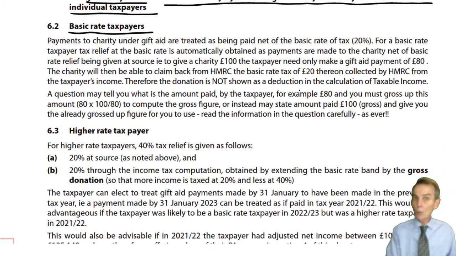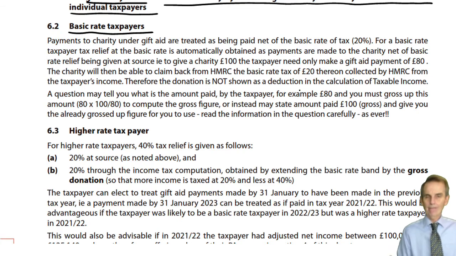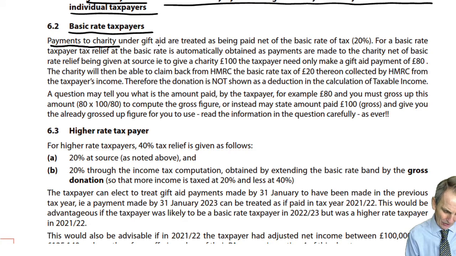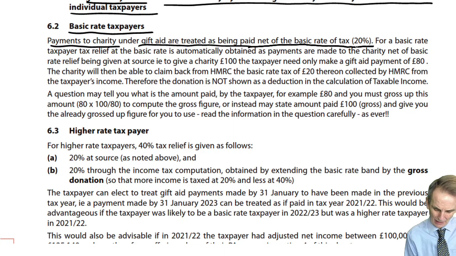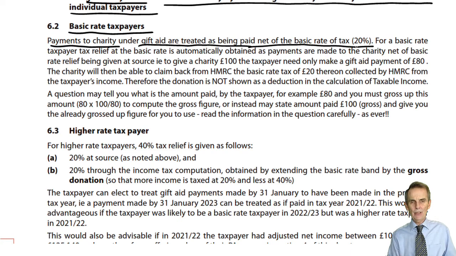You decided that you want to make a gift to charity. Fine. Under the gift aid scheme, any gifts you put into charity are treated as being paid net of basic rate tax of 20%. For this to happen, you do have to be a basic rate taxpayer. If you do not have taxable income, then you won't be able to use the gift aid scheme.